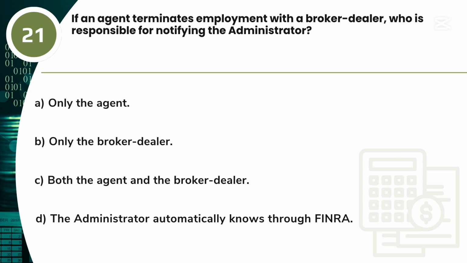Question 21. If an agent terminates employment with a broker-dealer, who is responsible for notifying the administrator? A. Only the agent. B. Only the broker-dealer. C. Both the agent and the broker-dealer. D. The administrator automatically knows through FINRA.